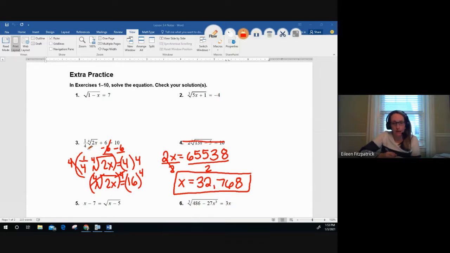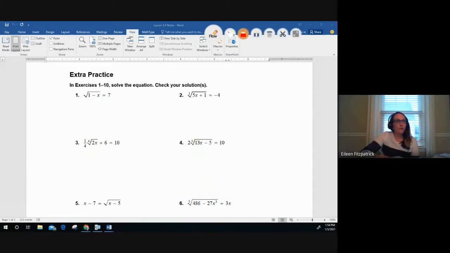a positive value. Because it's a fourth root, you don't want a negative underneath, because then you're working with imaginary numbers, which is not part of this lesson. We're doing real solutions. So when I plug the 32,768 in and I multiply by 2, I am going to have a positive value, which I'll be able to take the fourth root of. So that's really all you need to do as far as your check is concerned. All right, let's move on to the next one.